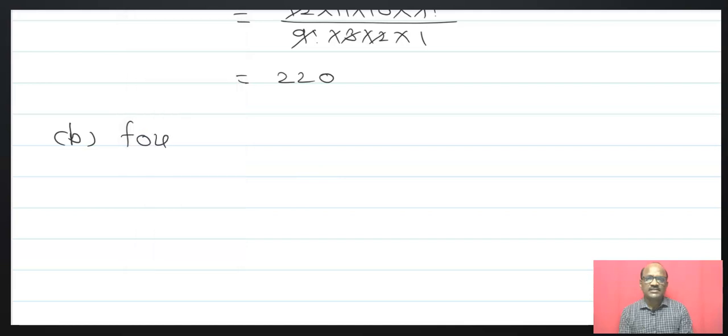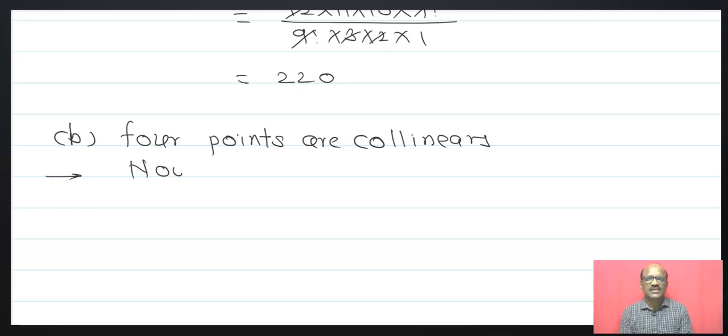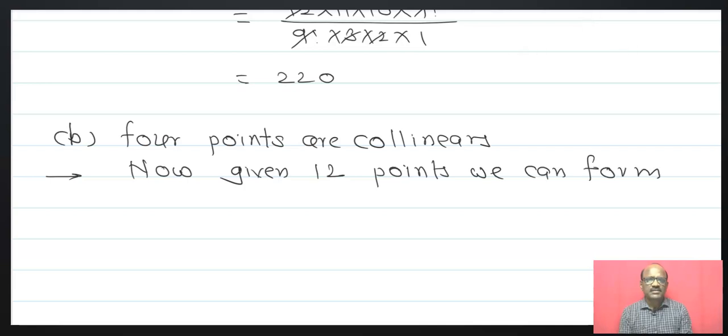Now the next is, 4 points are collinear. Again the same thing. We will subtract: we cannot form a triangle from these. That is 4C3 subtracted. The given 12 points can form 220 triangles, and by using these 4 points, how many triangles would be formed? That is 4C3.